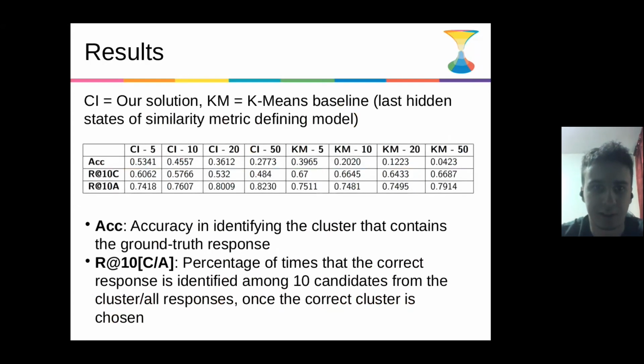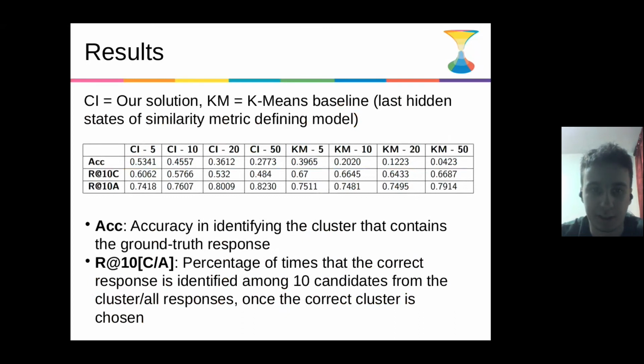Now let's look at some results. CI is our solution with the cluster identifier model, whereas KM is a k-means baseline, where we form the clusters by using the last hidden states of the similarity metric model, which is the one that we trained on telling us whether two sentences belong to the same conversation or not.